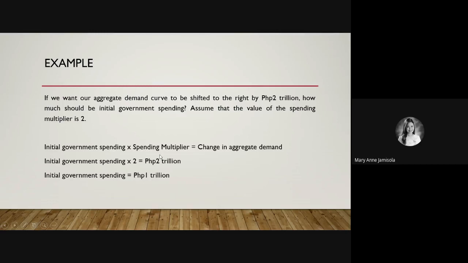Okay? So that means if government spends 1 trillion, the effect is to increase the demand by 2 trillion. So dili siya equal because here we have the spending multiplier, and as given, the spending multiplier is 2. But dili na siya always 2, okay? So how to compute for the spending multiplier if it is not given?